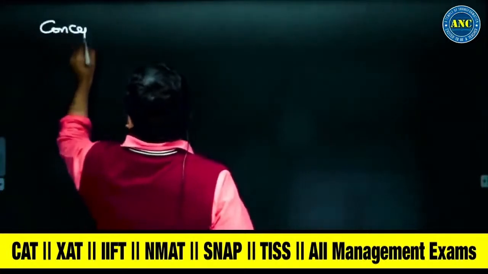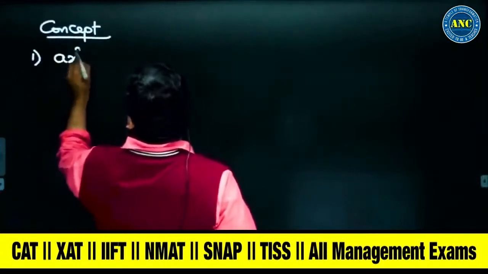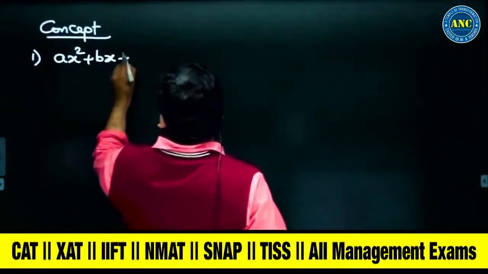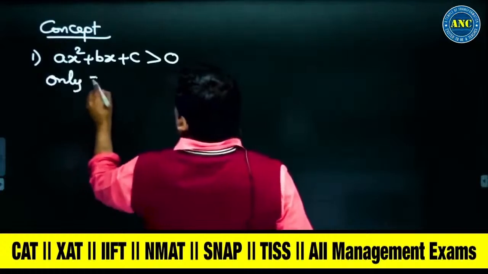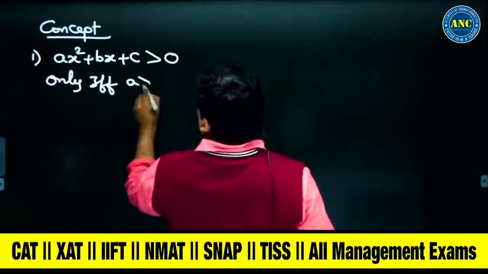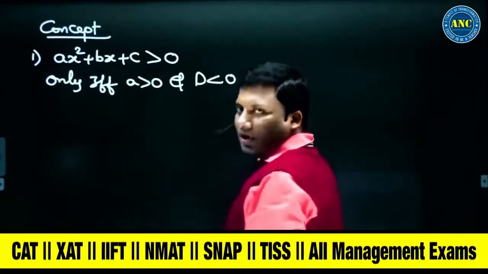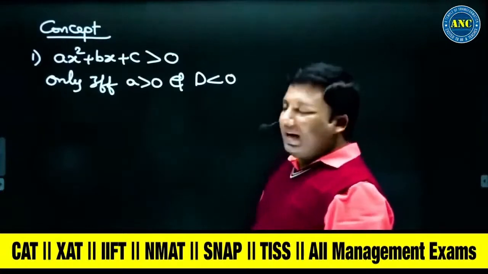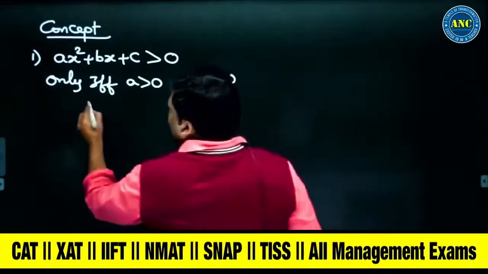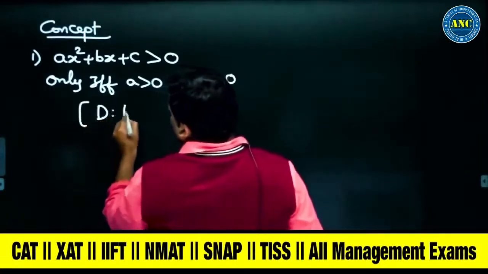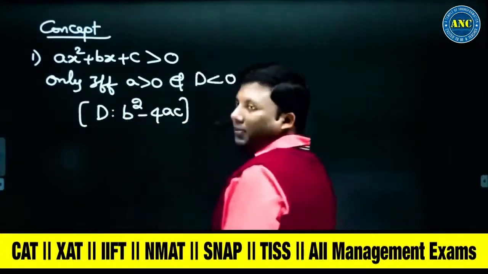Concept. First one: ax square plus bx plus c. This entire expression is greater than 0 only if a is greater than 0 and d is less than 0. A quadratic expression will always be greater than 0 when a is greater than 0 and the discriminant d is less than 0. The discriminant of a quadratic is given by b square minus 4ac.